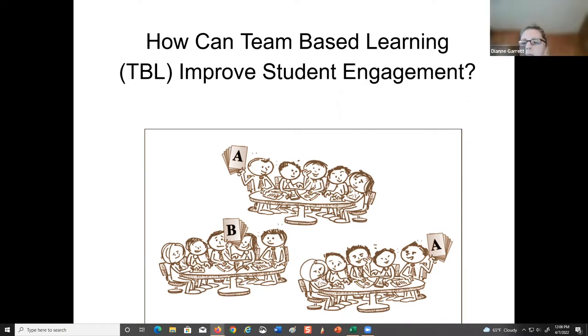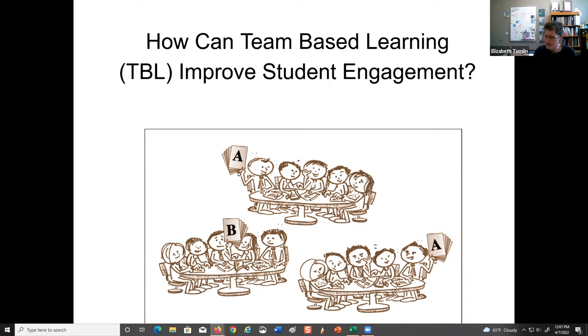Hi, everyone. Mine is the same. It's the inequitable engagement. Okay, great. All right, well, hopefully I can address some of that as we're working through this.